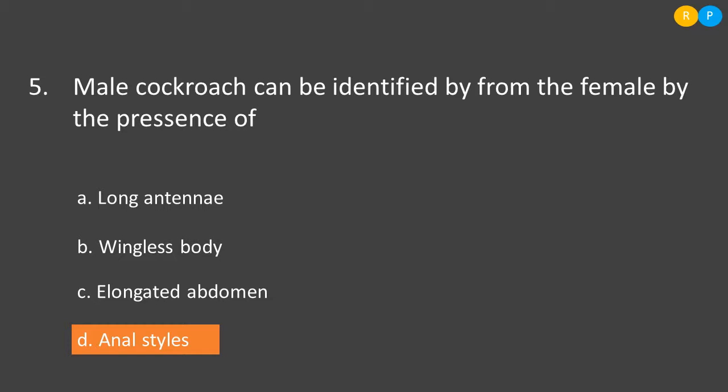Clear. And option D, anal styles. Anal styles are the structures present in the male cockroach. Clear. They are not present in the female. Clear, right? So the presence or absence of anal styles makes the difference between male and female cockroach. If the cockroach is male, it will have anal styles, which are absent in the female. So the correct answer is option D.